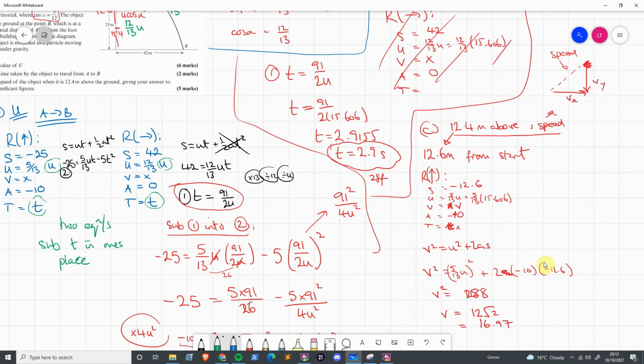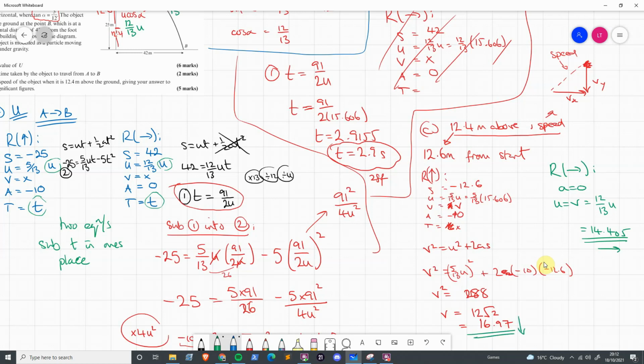We can be a little bit smarter with this. Remember, because the acceleration is 0, the speed doesn't change. So the initial speed is 12 over 13u, which if we were to sub in that value of u as 15.606, we know that that's 14.405. So that's my speed in terms of horizontal. This is my speed in terms of vertical.